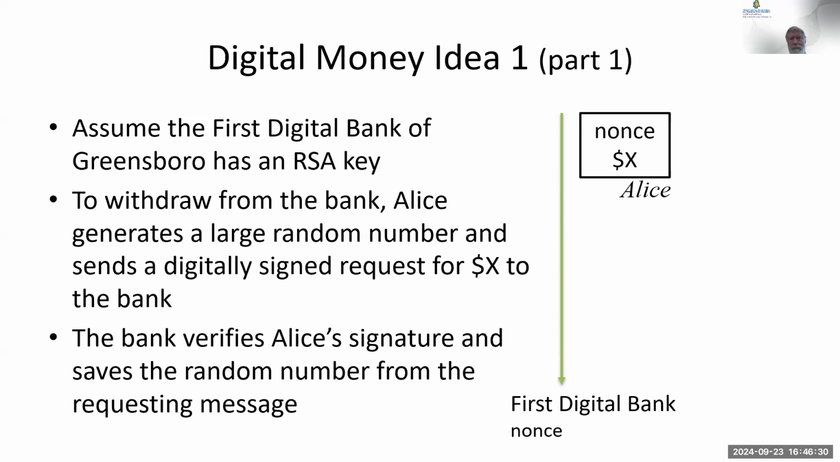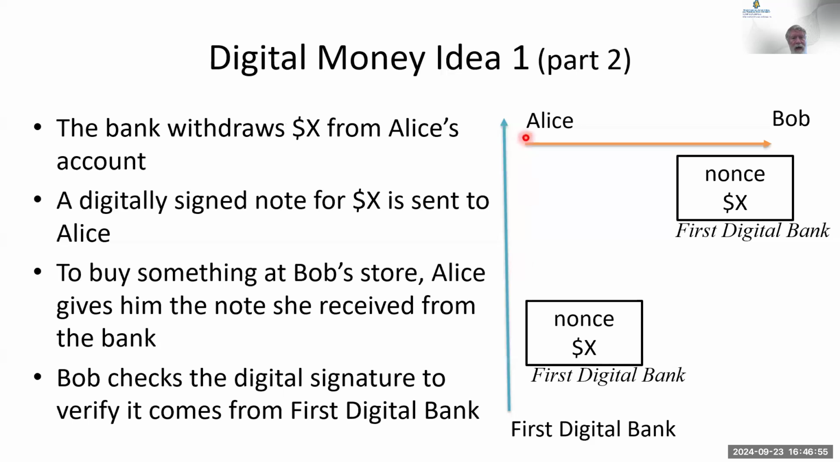Several of these use blind signatures. Okay, we have the First Digital Bank of Greensboro, and assume it has an RSA key. Alice is going to withdraw X dollars, whatever X is, from the bank, and so she tells the bank she wants that, and she sends a big random number. The bank saves that big random number, and it sends back a message to Alice saying, okay, I've got that.